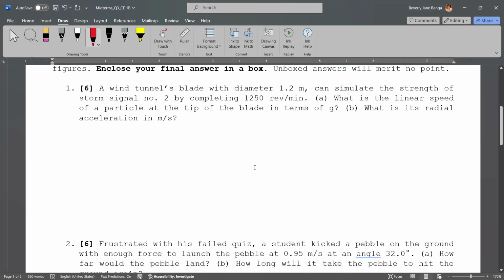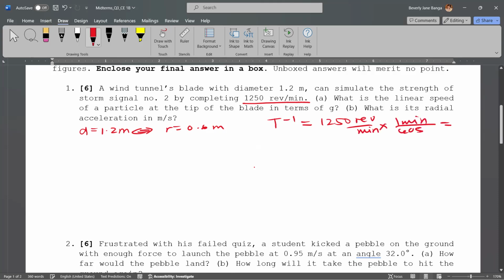So, a wind tunnel's blade with diameter 1.2, so you are given diameter, which is 1.2, meaning radius is 0.6 meters, can simulate the strength of a storm signal number 2 by completing 1250 rev per minute. Again, class, binanggit natin if you are given the rev per minute, this is pertaining to your T inverse, your rotation rate or your frequency. So this is 1250 rev per minute, and I want to automatically convert this to seconds. So this will give me 20.83 rev per second.